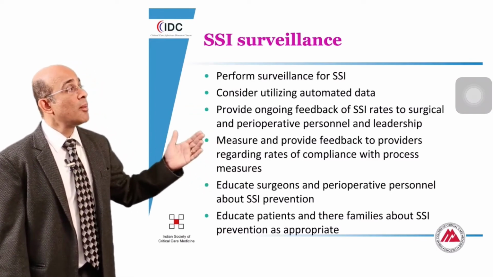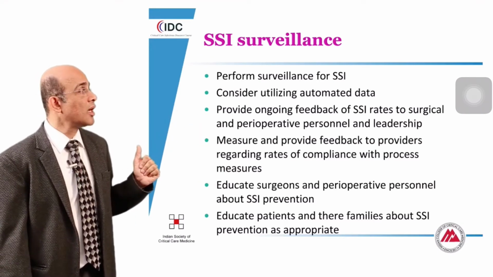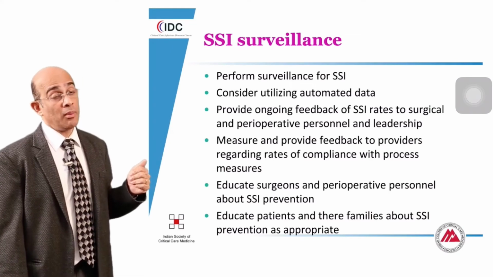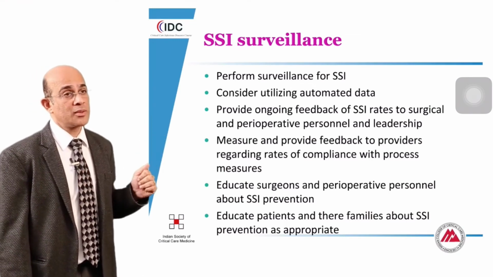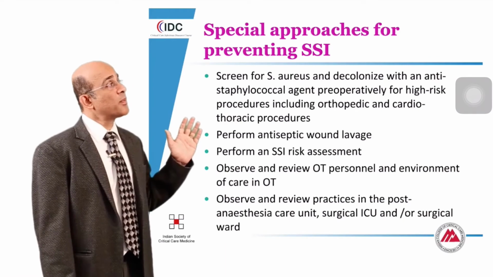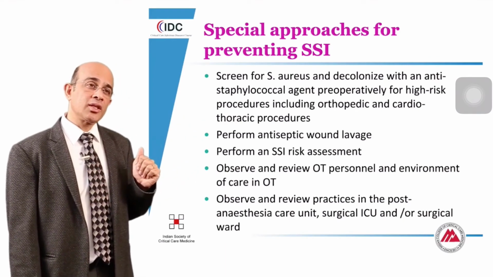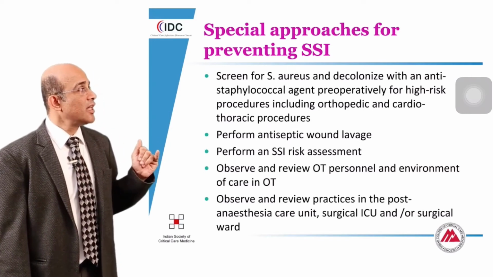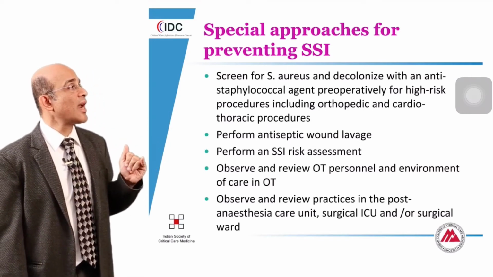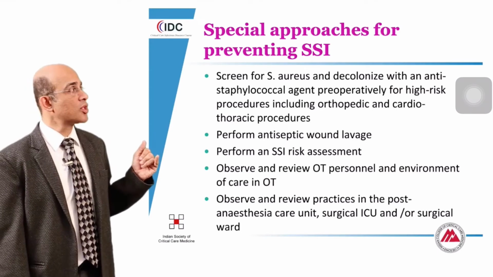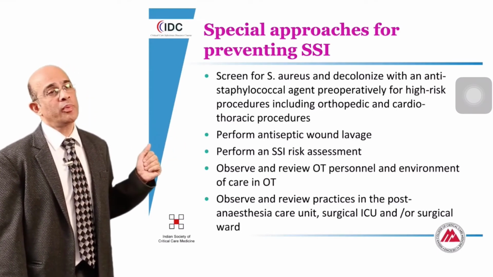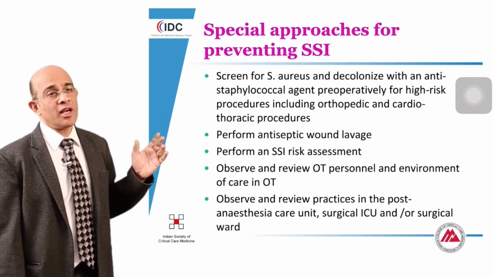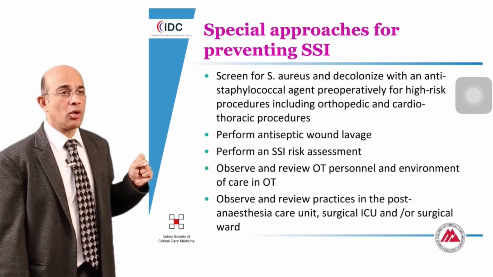Education of surgeons, perioperative personnel about SSI prevention, and also educating patients and families about SSI prevention will play a big role in controlling this problem. There are some special approaches which can be followed in preventing surgical site infections. Screening for Staph aureus, especially in the nares, and decolonizing the patient with an anti-staphylococcal agent like topical mupirocin would help, especially in orthopedic and cardiothoracic surgeries. Performing antiseptic wound lavages in certain instances probably also helps.